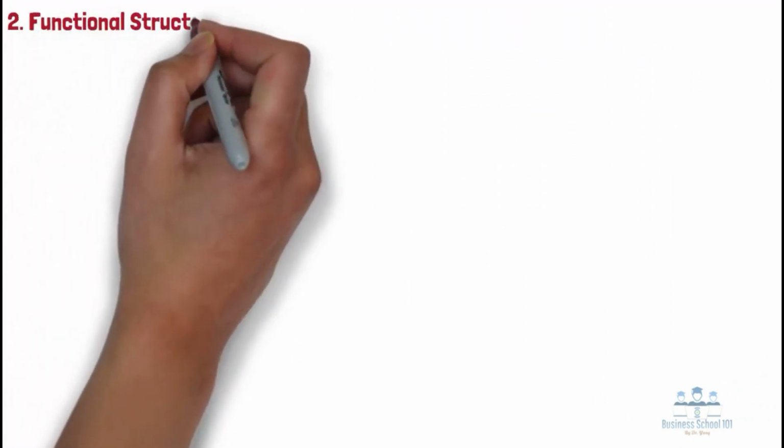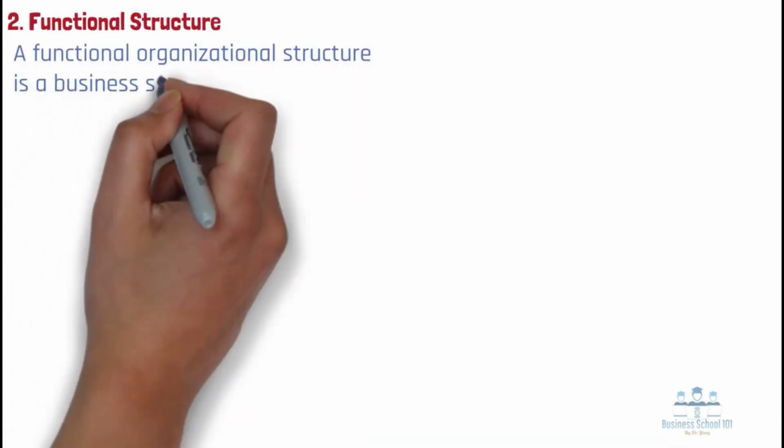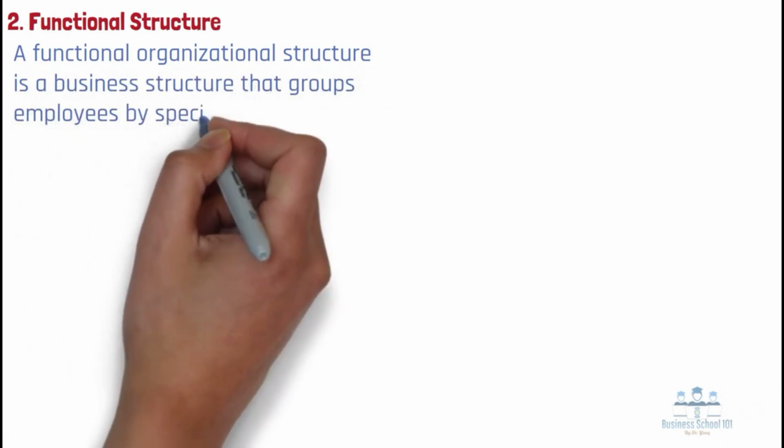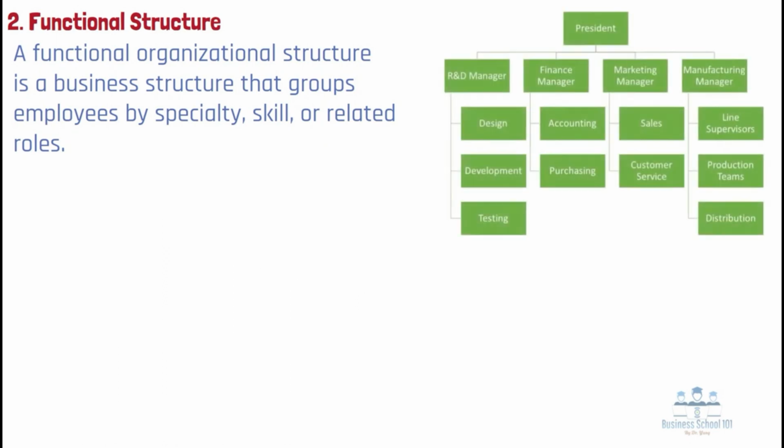Type 2. Functional structure. A functional organizational structure is a business structure that groups employees by specialty, skill, or related roles. It is based on levels of hierarchy that include different departments under the direction of designated leaders. Businesses commonly operate under a functional structure because it groups people who have similar knowledge and, when used in a team environment, helps companies achieve their goals.